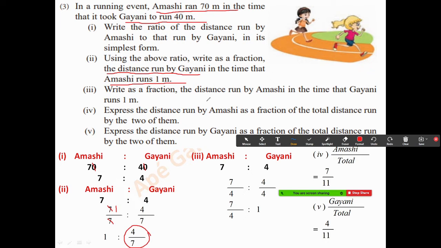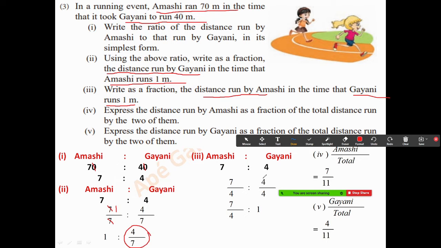Write as a fraction the distance run by Amashi in the time that Gayani runs 1 meter. Now Gayani's part should be 1. As we did in the previous one, here also write the ratio Amashi to Gayani, 7 to 4. Now Gayani's part should be 1.